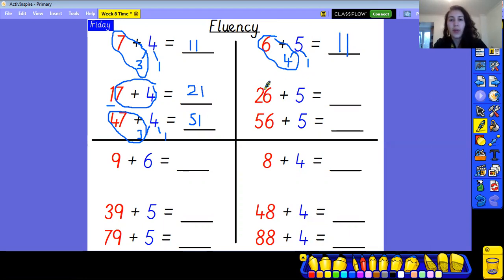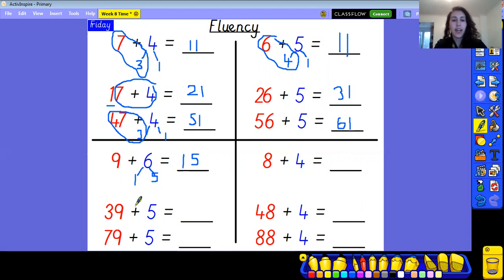So then again, we can say that 26 add 5. Well, 26 add 4 would be 30, and then add one more would be 31. 56 add 5. Well, 56 add 4 would be 60, and then add one more gets us to 61. 9 plus 6. So 9 add 1 makes 10, and then I need to add 5 more to make sure my whole 6 is added. So 10 add 5 is 15.